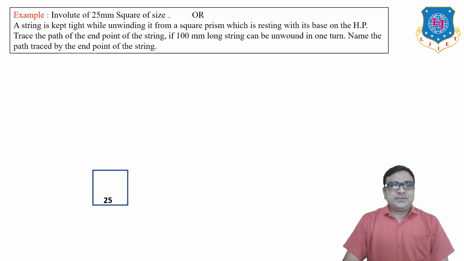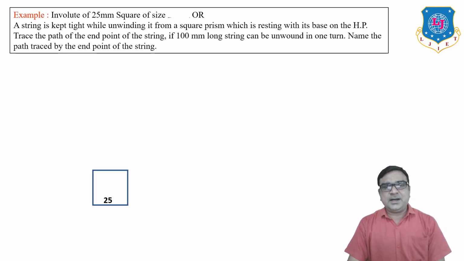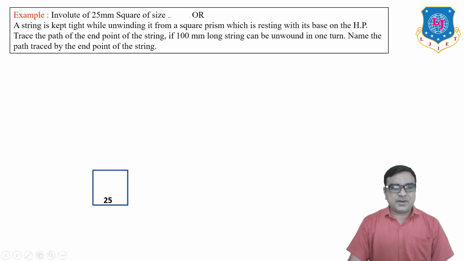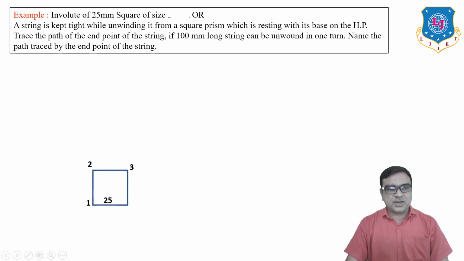So here we are given one square and we have to unwind the string of 100 mm. For one turn, the unwound string is 100 mm, so the square must be 25 mm. So draw one square of 25 mm side and give the corners the names 1, 2, 3, 4.